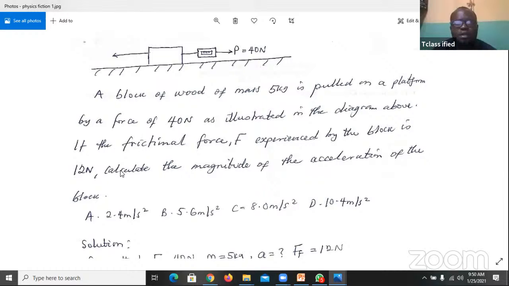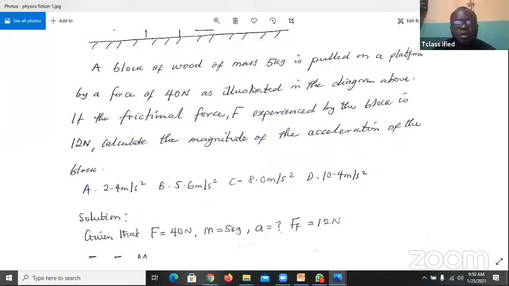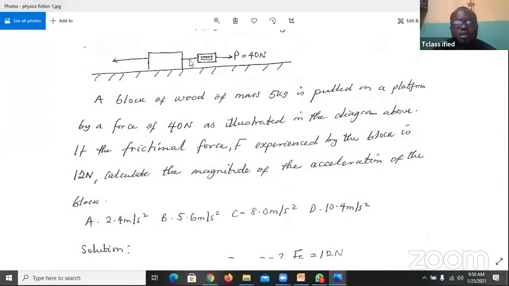Okay. So these are the options: 2.4, 5.6, 8.0, and 10.4. So how do you calculate the force? You know that force is equal to mass times acceleration. So what is the resultant force on this object? So the resultant force is simply the force that is pulling it this side minus the force that is making it not to move in that direction. So it's 40 minus 12. So that is the resultant force.